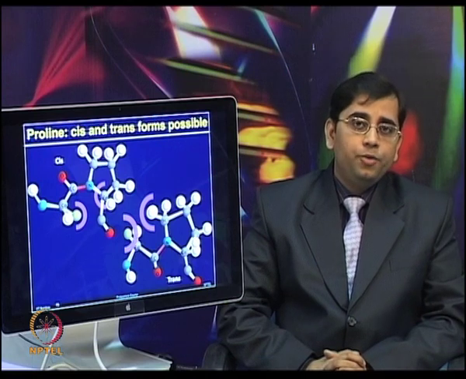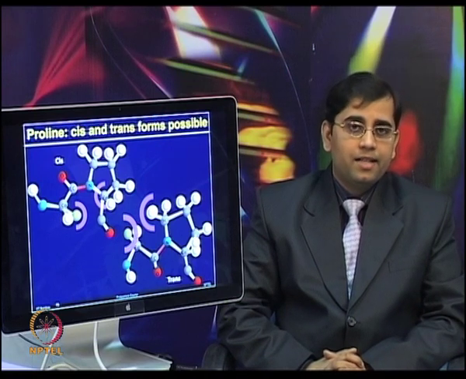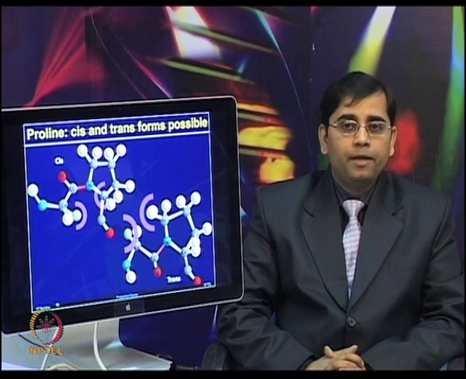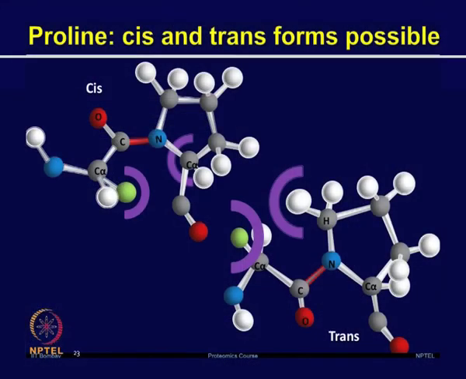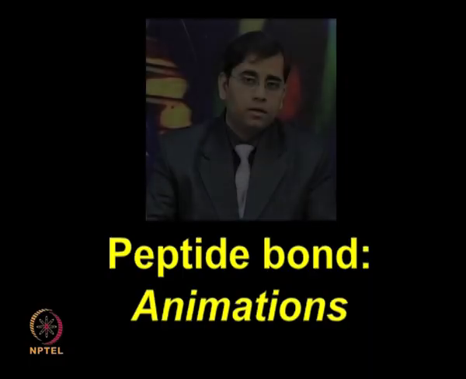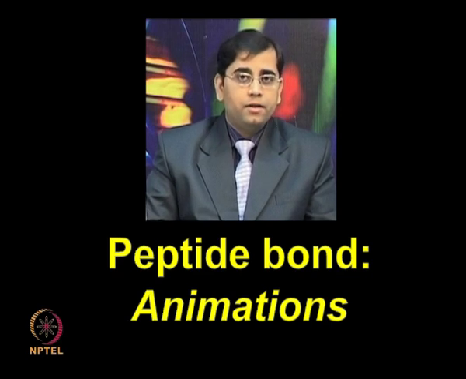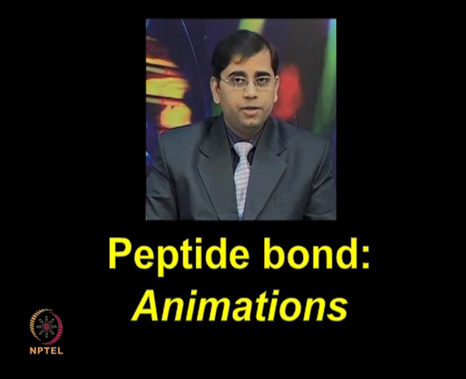Now, proline is a unique amino acid, as we discussed earlier. Proline with peptide bonds can form both cis and trans forms. So, as you can see here, it can avoid the steric clashes, and both cis and trans configurations are possible. Some of the concepts of peptide bonds will be described in the following animation.